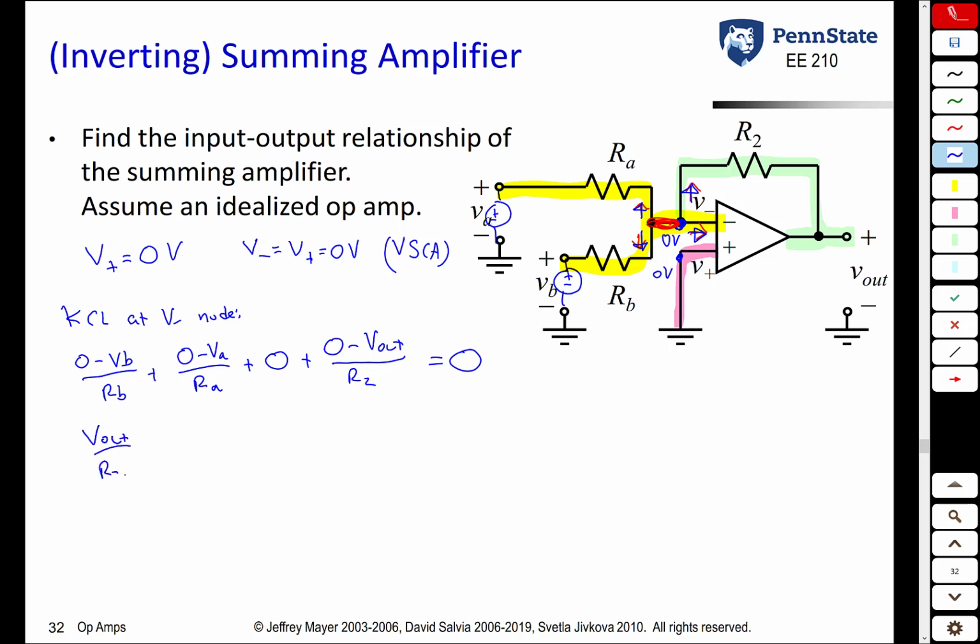V out over R2 equals what? It's negative VA over RA minus VB over RB. Solving for V out then, we get V out is equal to minus R2 over RA times VA minus R2 over RB times VB.